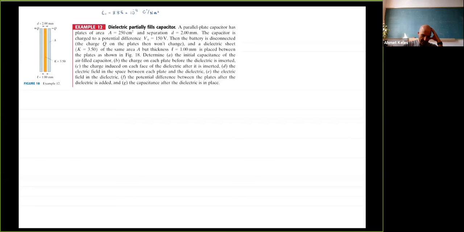The capacitor is charged to a potential difference V naught, which is equal to 150 volts. Then the battery is disconnected and the charge Q on the plates won't change. That's what it means. And a dielectric sheet of K equal to 3.5, of the same area but thickness L equal to 1 millimeter, which is half of the plate separation, is placed between the plates as shown in this figure.